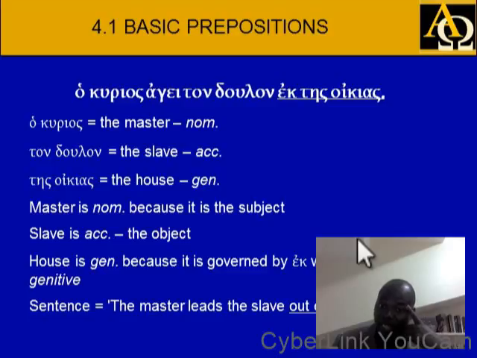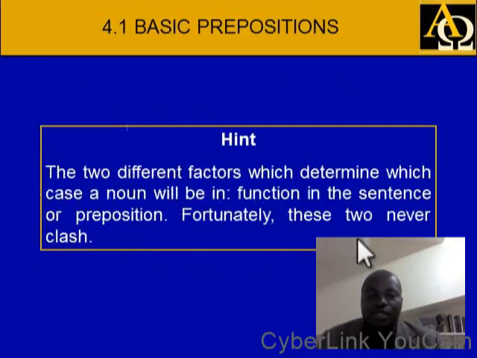Ho kurios agei ton dulon ek tes oikias. So the same thing, ho kurios nominative, ton dulon accusative, tes oikias genitive. So house is genitive because it is governed by ek, tes oikias. So the master leads the slave out of the house.